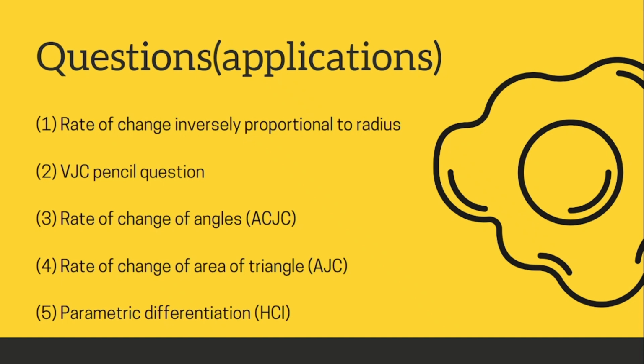So now we'll go on to the questions. This is what we'll be looking at: the rate of change which is inversely proportional to radius, a VJC question about a pencil, the rate of change of angles, the rate of change of area of a triangle, and then some parametric differentiation.